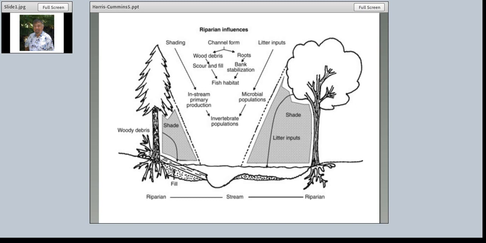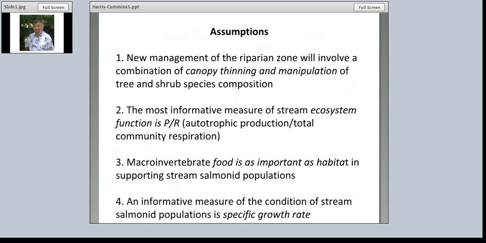I'm using the following assumptions. It's probably good to state these at the beginning. First of all, as I just mentioned, I believe that the management of the riparian zone will involve a combination of thinning the canopy to increase light and the manipulation of the species of the trees in the riparian zone by selective harvest.